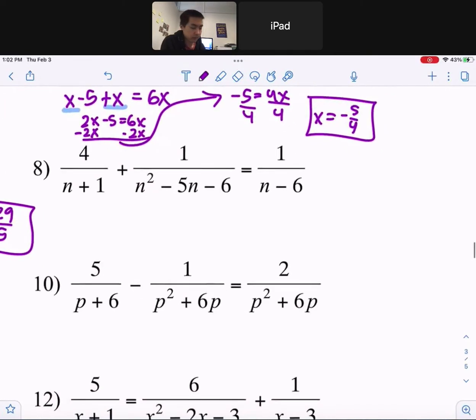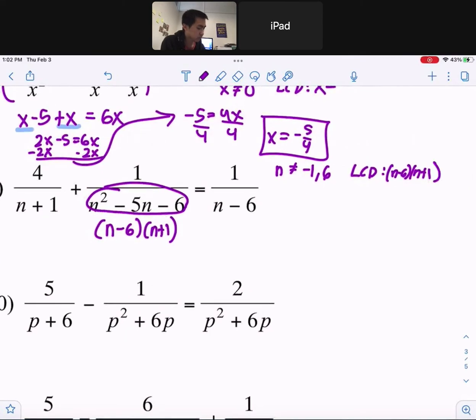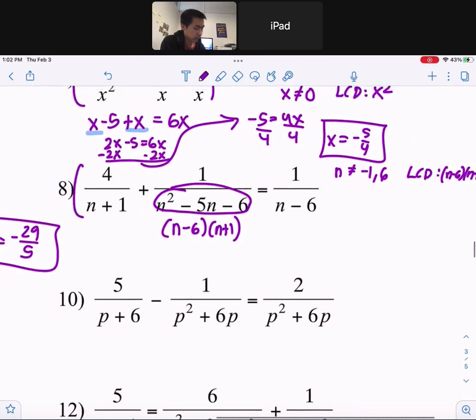Okay, number 8. Now, it's a good idea to factor this out, you guys. So factor using the x method, so that'd be n minus 6 times n plus 1. So n cannot be negative 1 or 6, and the LCD, you guys, is n minus 6 times n plus 1. So multiply the whole equation, you guys, by n minus 6 times n plus 1.